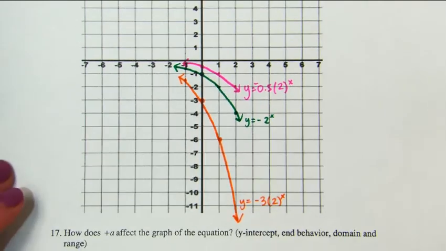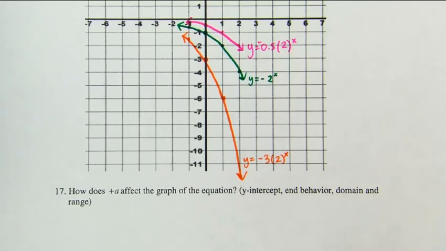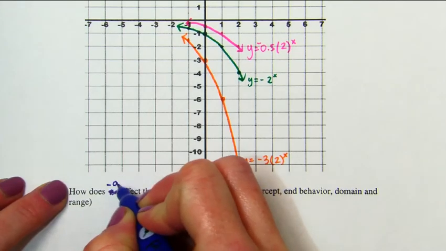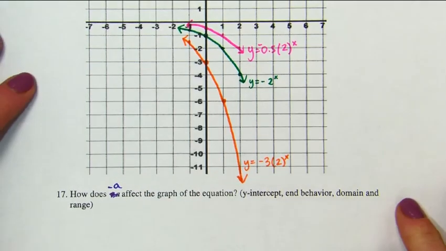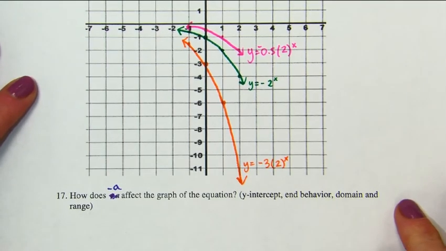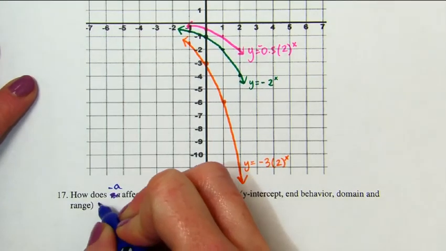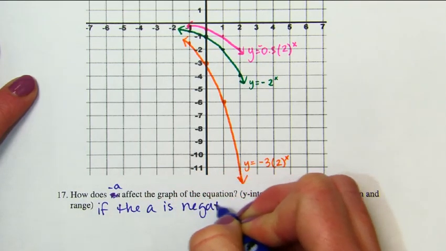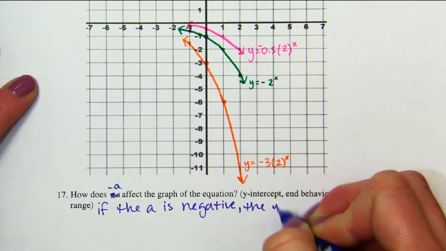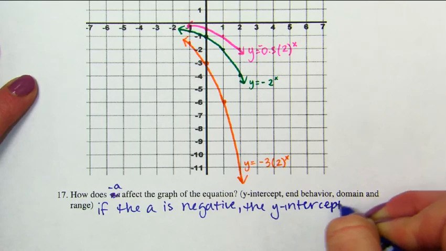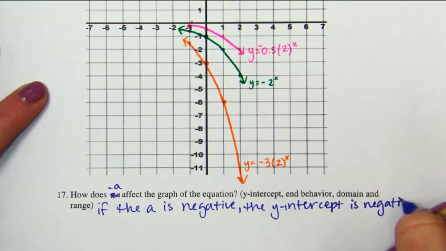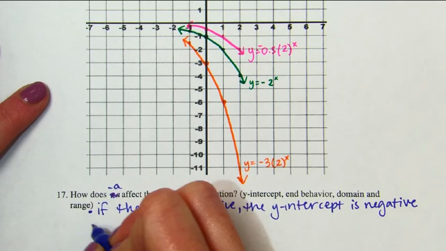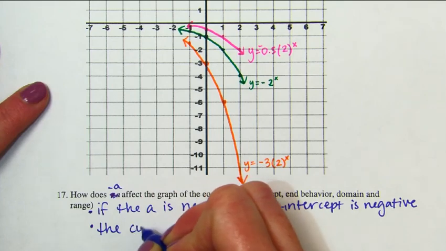All right. How does a negative a affect the graph? It still determines the y-intercept, but now if the a is negative, the y-intercept is negative, and our curve is decreasing.